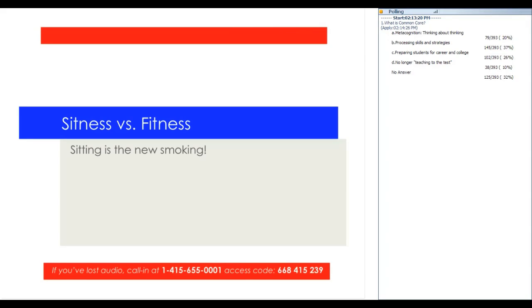But we're into a lot of sitness right now in our society. We do a lot of sitting. We sit to eat, we sit to be entertained, we sit to learn. We're into a lot of sitness and not a lot of fitness. And the research that came out actually from the American Cancer Society said that sitting is the new smoking. It's almost as dangerous for your brain as smoking. And that's a pretty powerful statement.